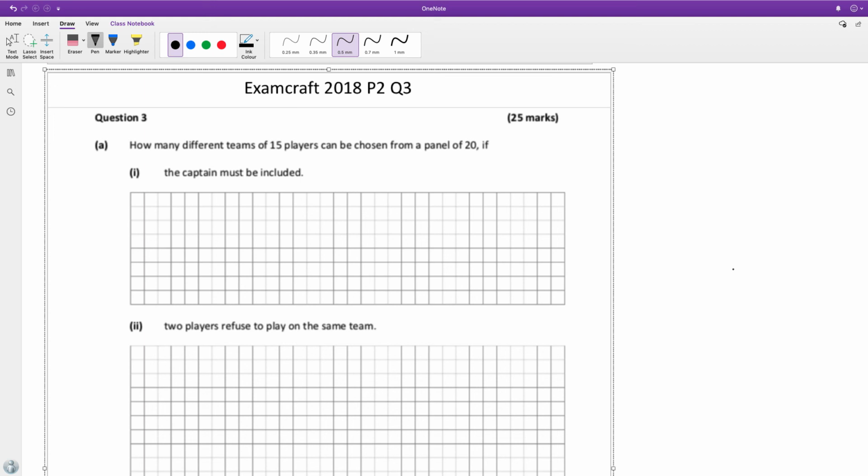Right. There's no point doing the same exam paper questions. You're better off doing pre's instead of sample papers. How many different teams of 15 players can be chosen from a panel of 20 if the captain must be included? So, permutations or combinations?